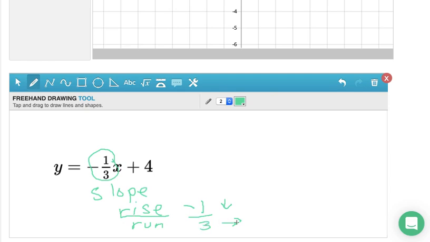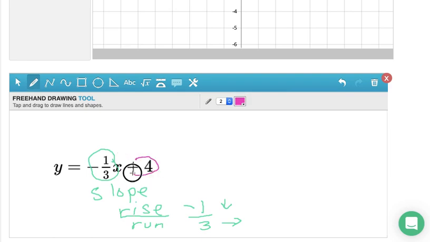Run is generally positive. We run to the right. If this is negative, we go to the left. But for right now, our run is always going to be positive. And if we do have a negative fraction, we're going to go ahead and attach that negative to the rise, to the top of the fraction. Okay? And then, of course, we have our y-intercept, which is going to be the starting point for our graph.